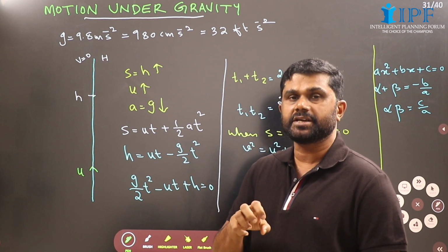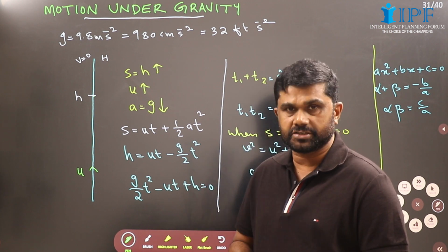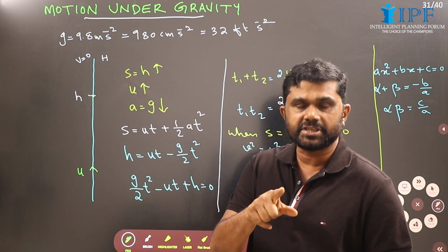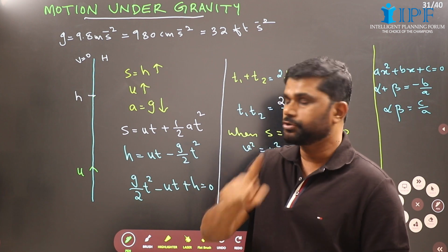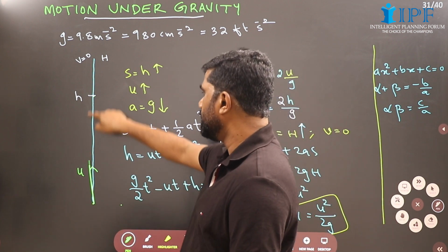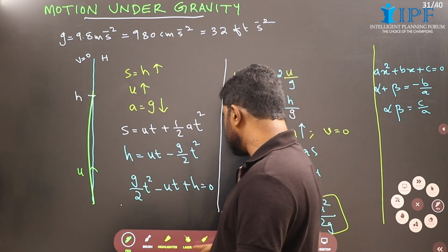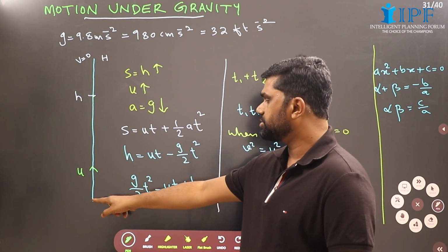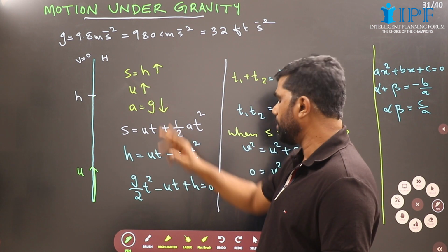So let us apply the equation s equal to ut plus half a t square. Yes, displacement is h. And what is the direction? From the initial to the final. This is the initial position and this is the final position. So it is directed vertically upwards, right? And initial velocity is also directed vertically upwards, u upwards.